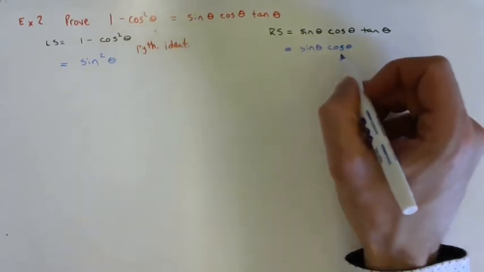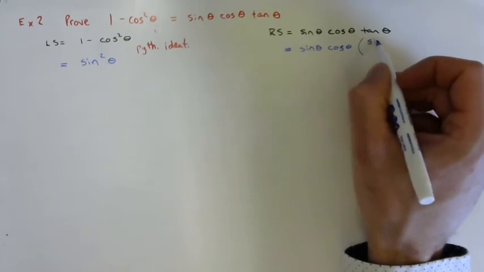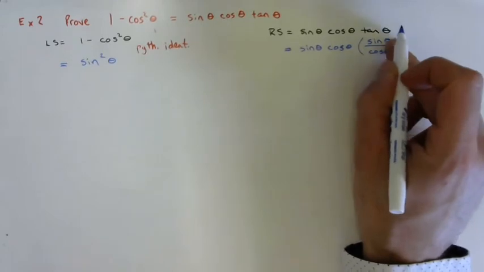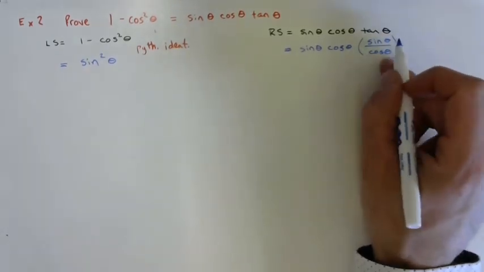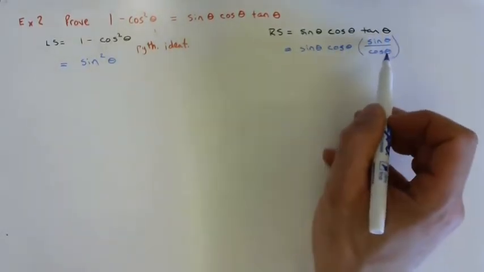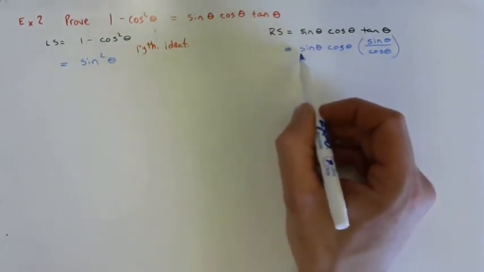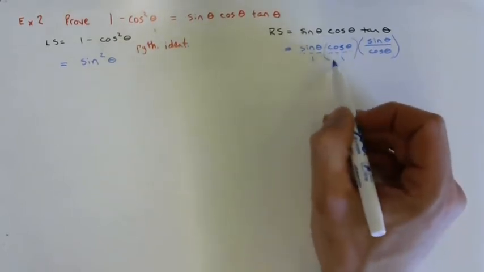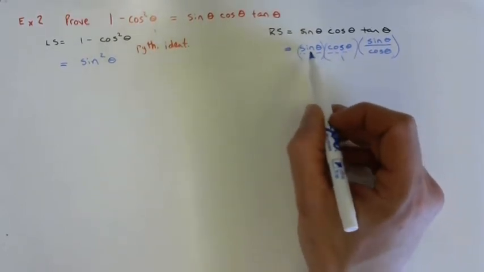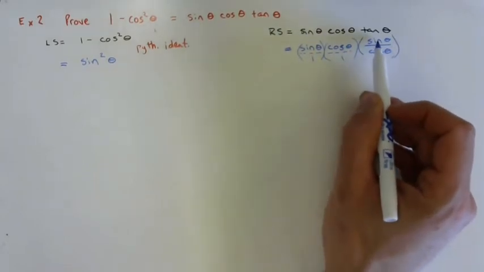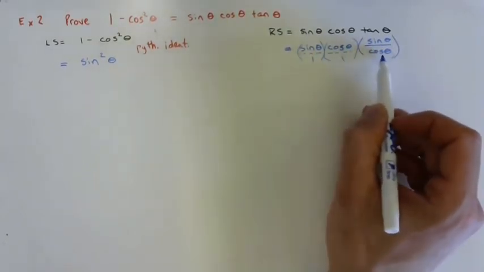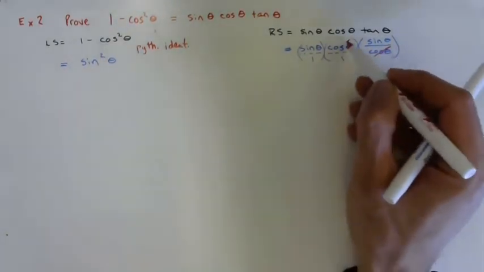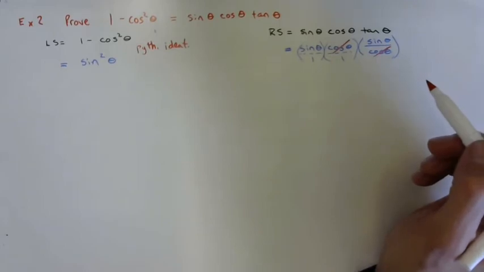I've got the sine of theta times the cosine of theta times sine theta over cos theta. Now this is just a string of multiplication. So if you think about it, you have an invisible 1: this is sine over 1 and this is cosine over 1, and they're all being multiplied together. So I've got a numerator of sine, cosine, sine, and a denominator of 1 times cosine. Well, what happens? You just have all those over cosine.